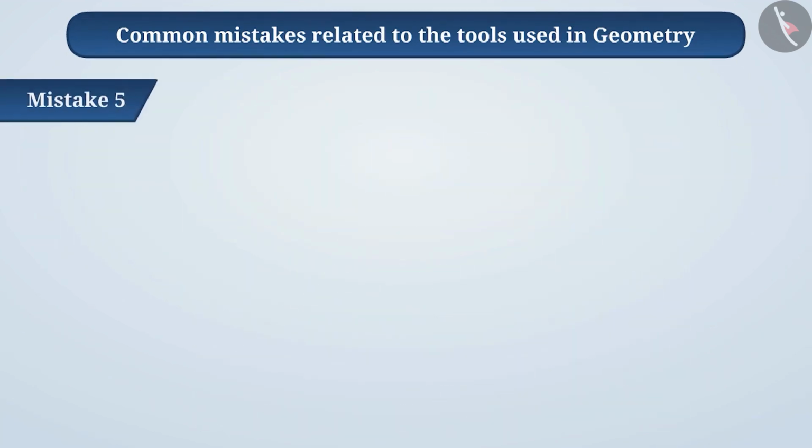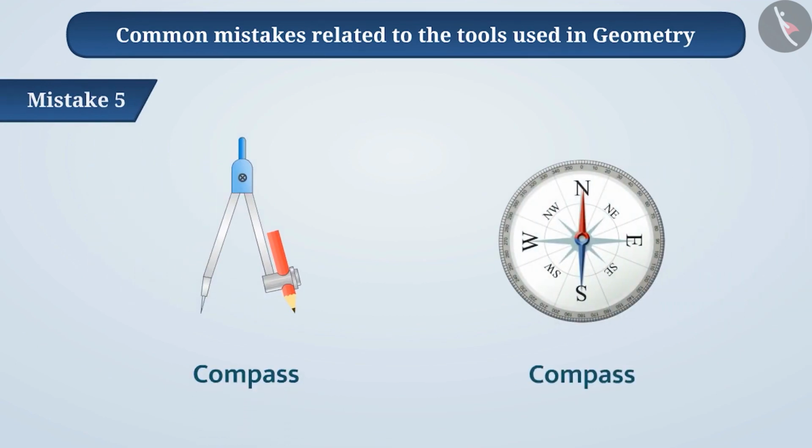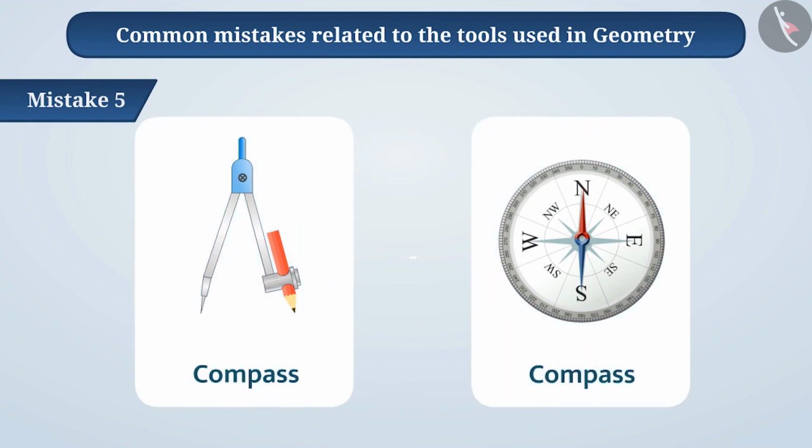Mistake 5. The geometrical instrument compass is an English word which is similar to a magnetic compass. This confuses some students who believe that the compass of a geometry box has some relation with the magnetic compass. This is a misconception and there is no relation between them.